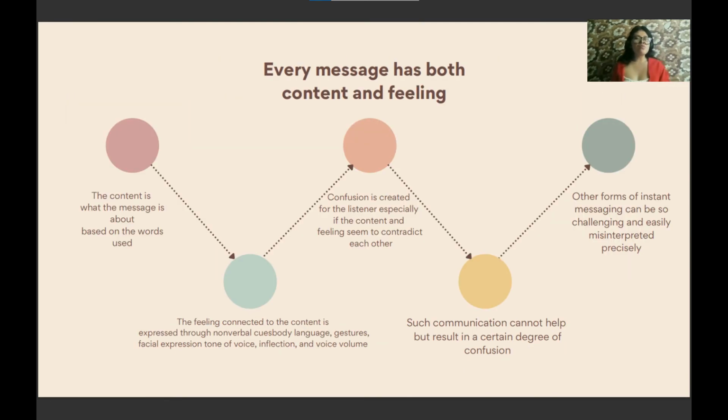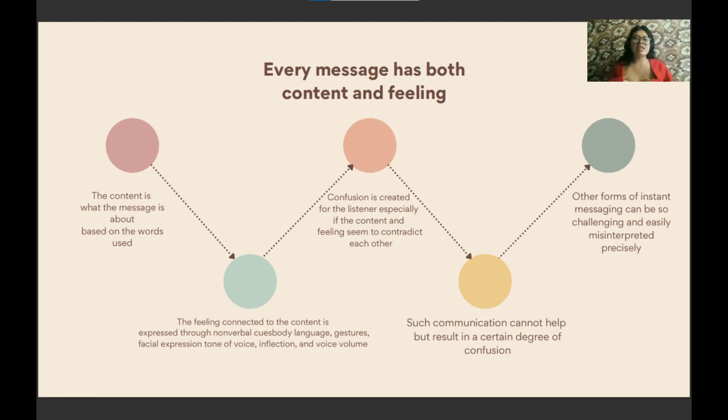Every message has both content and feeling. Every message contains both content and emotion. The message content is determined by the words used. Non-verbal cues such as body language, gesture, facial expression, tone of voice, intonation, and voice loudness indicate the emotion associated with the content. Electronic communication via email, text, and other types of instant messages can be difficult and easily misread, because the words used are isolated from any and all non-verbal clues that provide crucial information and explanation.